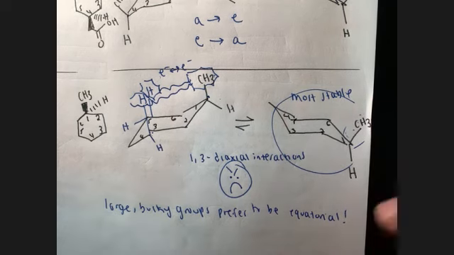Okay, so is it always carbon 1 and 4 that'll go up and down?